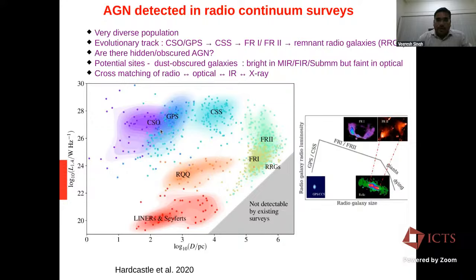But here, what I'll be addressing is a different question: are there hidden or obscured AGN that we can detect in one wavelength, but do not detect at other wavelengths? The potential sites are dust obscured galaxies, which are very faint in optical but bright in infrared, and sub-millimeter galaxies. In order to address these questions, we require multi-wavelength surveys, and we need to cross-match radio sources with optical, IR, and X-ray.